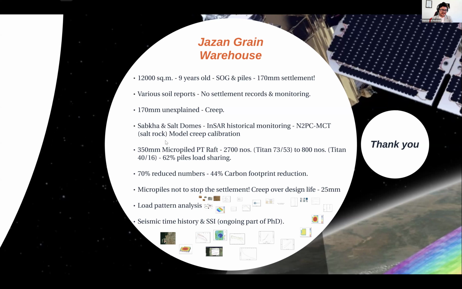So we did design. Of course, the recommendation was to demolish the slab on grade. And then we designed a micro-piled post-tensioned slab on grade in between the piles. The original design that came to us was 2,700 micropiles, but we reduced it to 800 micropiles, reducing the section. There is a 70% reduction in the number of micropiles, and a 44% reduction in carbon footprint.